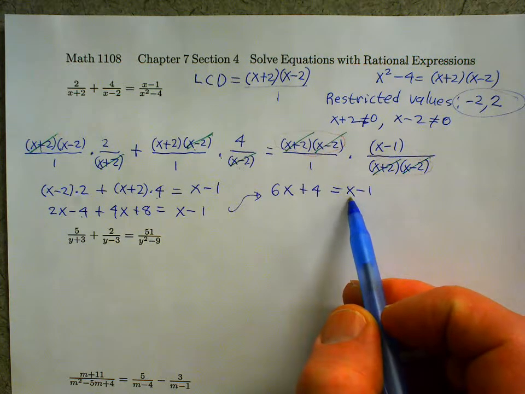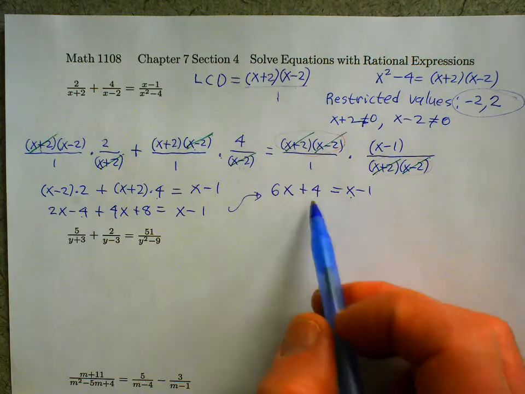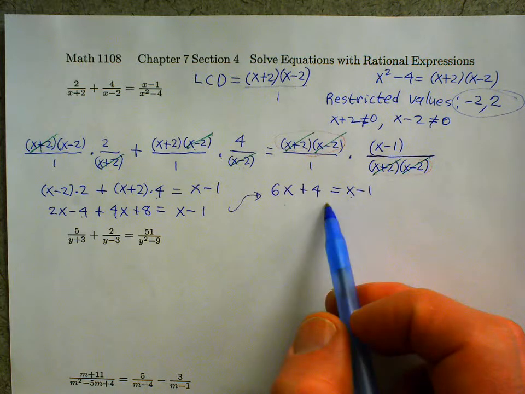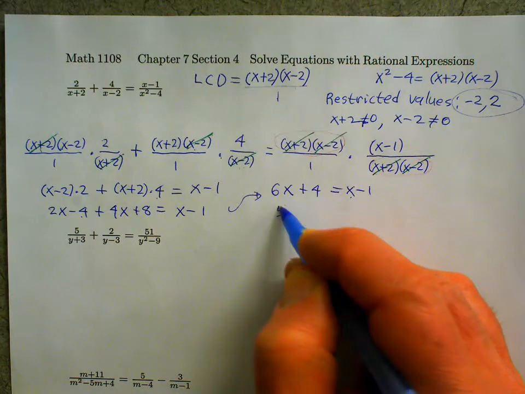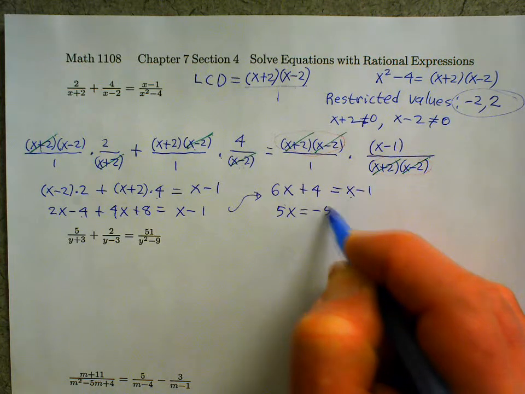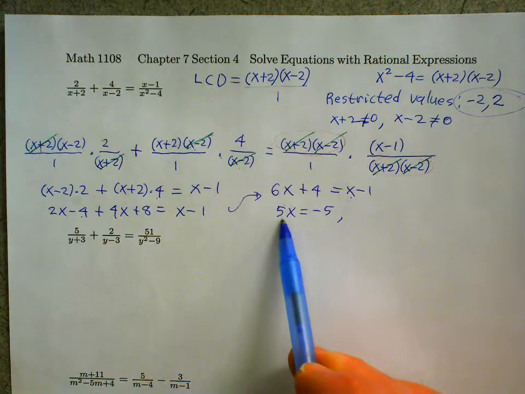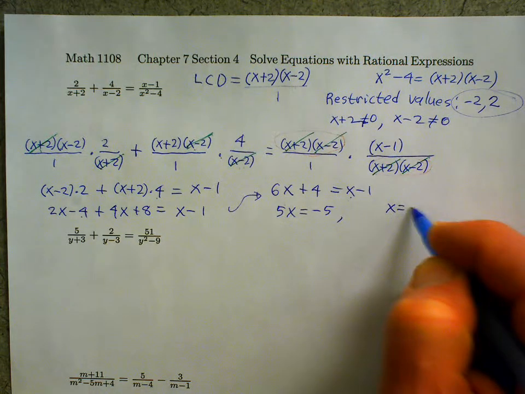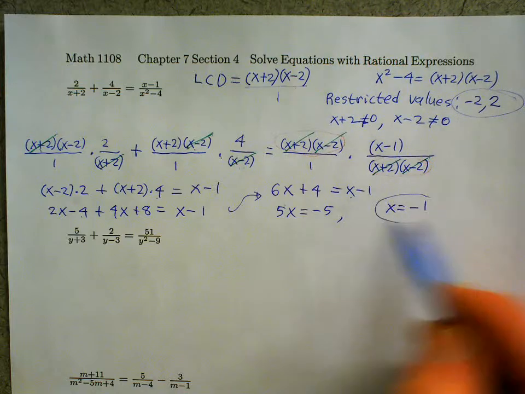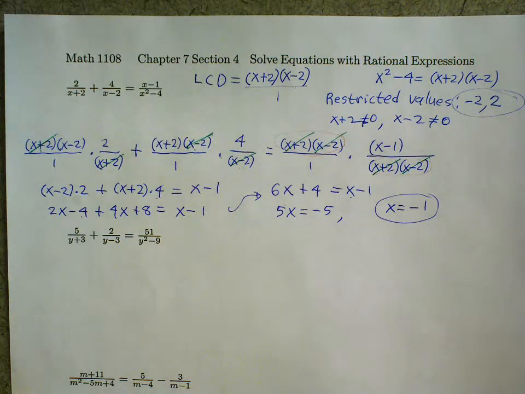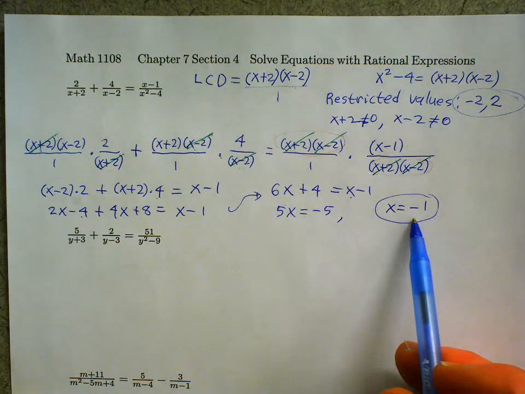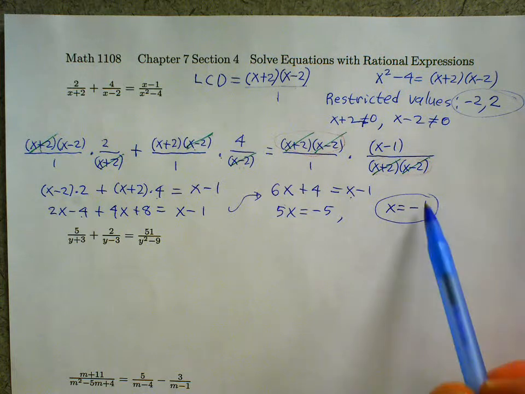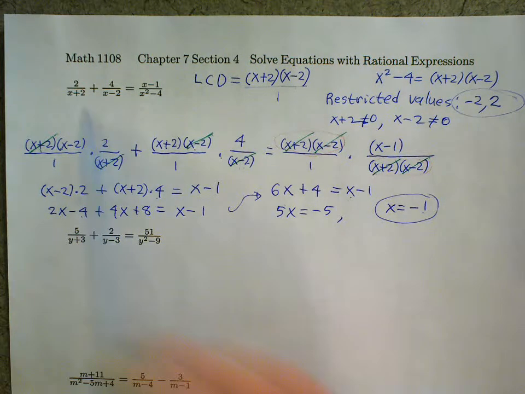And in the next step, we can do a couple of things at once. We can subtract x from both sides and also subtract 4 from both sides. And we get 5x equals negative 5. And then lastly, divide both sides by 5. We get x equals negative 1. Negative 1 is not a restricted value, so x equals negative 1 is the solution.